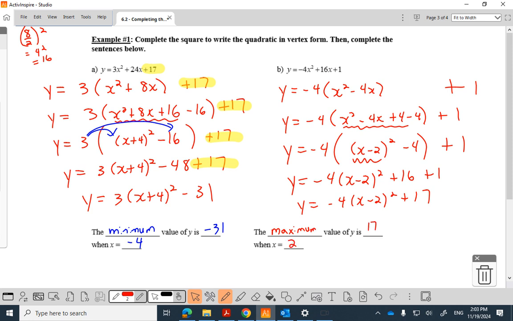You look at the A value to see if it's a maximum or minimum. You look at the outside value, the y value. If you're having trouble picturing what's happening here, a little sketch, even not a full graph, just to go, okay, it's opening downwards. The vertex is (2, 17). So it's a maximum of y value 17 when x equals 2.